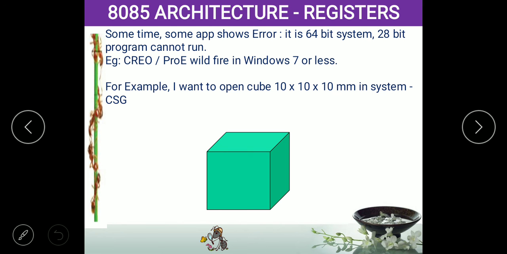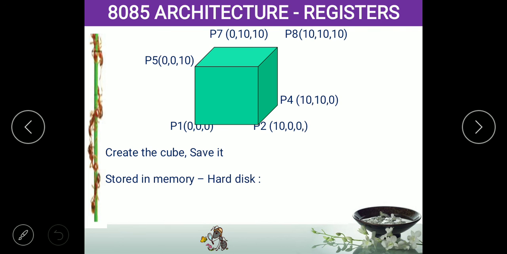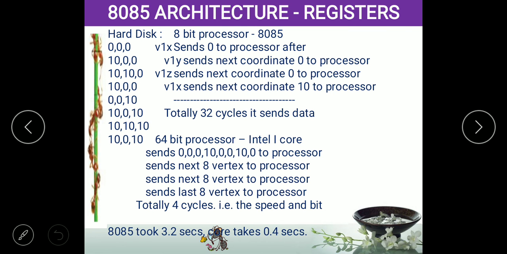Next, let us take a small example in order to visualize what registers are. I am taking ProE software and drawing a cube. I store this cube in the memory. These are the vertex points for that cube. As we studied, the cube is generated by CSG or the B-rep model. Whatever the method, it requires the vertex points. Suppose I saved it and the next day I am opening it. If I open it in an 8085 processor, what happens? Let us see one by one.